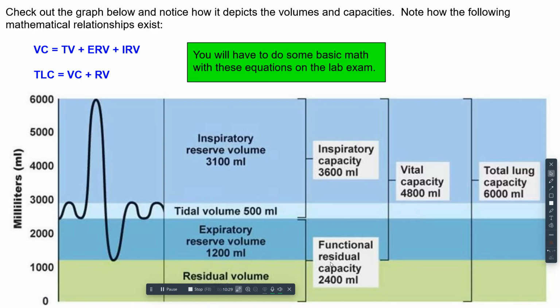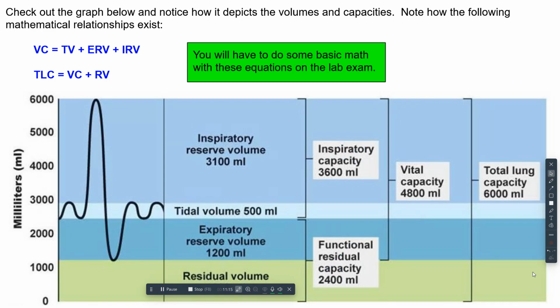Now, notice that these three, inspiratory, tidal, and expiratory, that's what you can move into and out of your lungs. And that trio is your vital capacity. And vital capacity plus the residual volume, the amount you can't get rid of, that's your total lung capacity. There's a couple things on here that we're not going to do, so don't worry about those. I will make you do some basic math equations, but it's going to be 2-minute math, so don't sweat that.